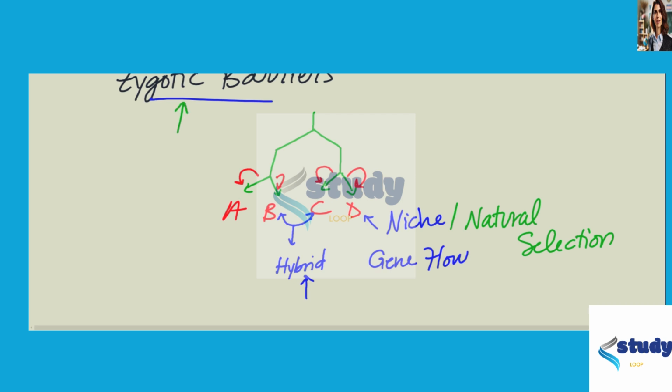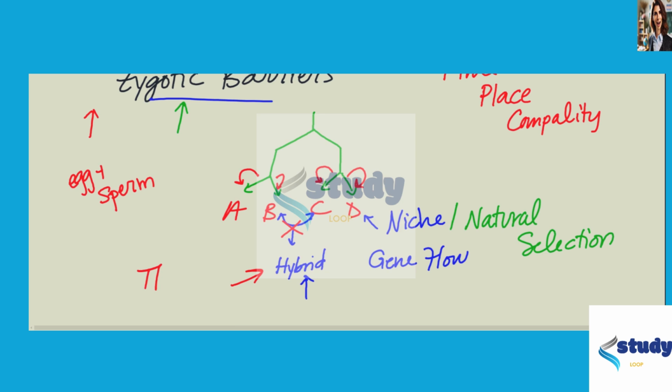So these pre and post zygotic barriers are going to be qualities that prevent this interbreeding occurrence. The prezygotic barriers are going to happen before the egg and the sperm meet, whereas the postzygotic barriers are going to occur after. And this can be anything such as time, the place that they inhabit, or the compatibility of the two organisms. Or it could also be the ability for the hybrid to thrive and survive and reproduce.